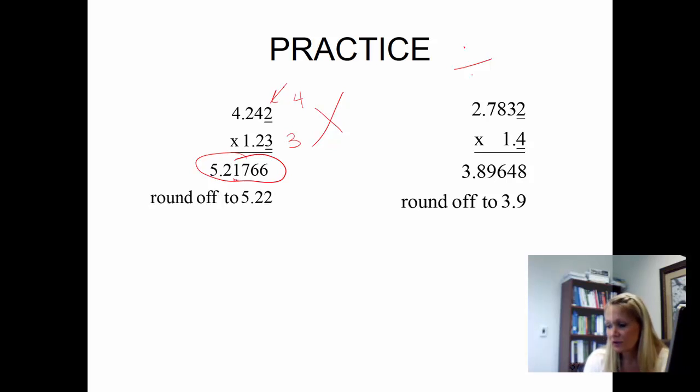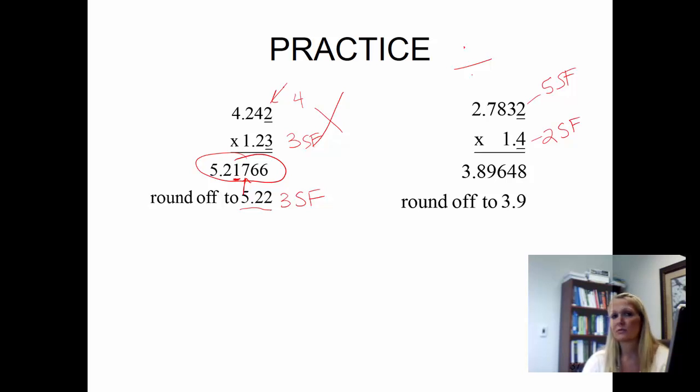So I go out to my third number, I look next door, it's a 7, so it has to raise that 1 up to a 2. And now I have 3 sig figs, my lowest number in my problem, and my answer is in 3 sig figs. So we look next to it and round it, and then you drop everything that is to the right of that number.